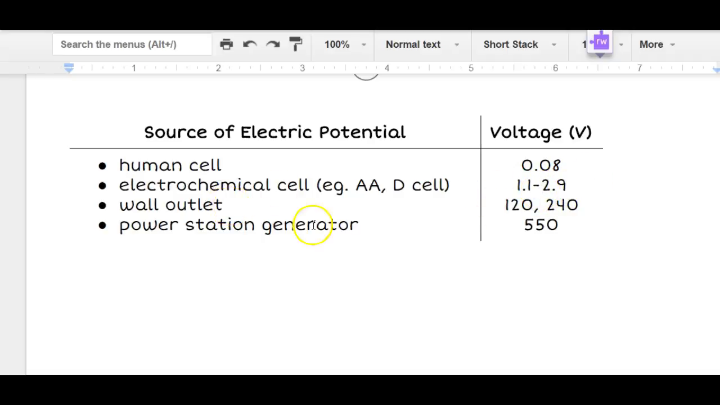A wall outlet at your house is going to be releasing, depending on what type of outlet it is, your common one will be 120 volts, but some larger items like, for instance, your stove will have 240 volts just because more energy is required to power that item. And then a power station generator is going to have way more volts, and that's where we start to get into a dangerous situation. So we need to be cautious around that.